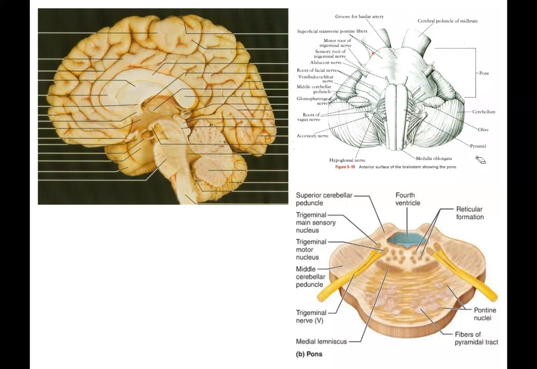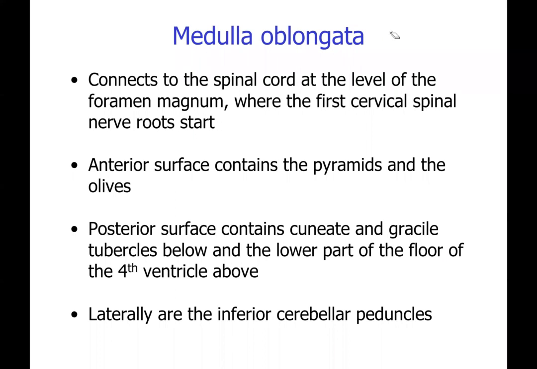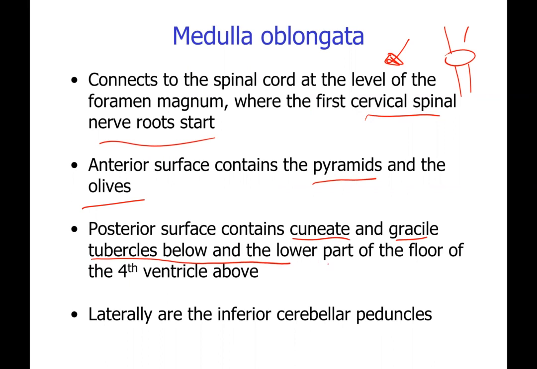Then the third one, the medulla. The full name of medulla is medulla oblongata. Again, you have the same description; you can just look at the specimen and write down this description. It connects to the spinal cord at the level of the foramen magnum. That is where the brain stem becomes the spinal cord, roughly at the foramen magnum, where the first spinal nerve roots start. So it's not a big deal. Then the anterior surface contains pyramids and olives. I'll show you. The posterior surface contains cuneate and gracile tubercles below. This description I'll show you.